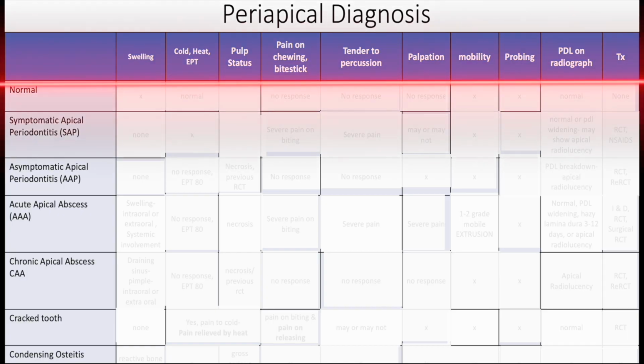So normal: if the periodontium is normal and periradicular tissues are normal, you are not going to see any swelling. The heat and cold response will be normal or depend on the pulpal status. The pulpal status is independent for a normal periapical diagnosis.